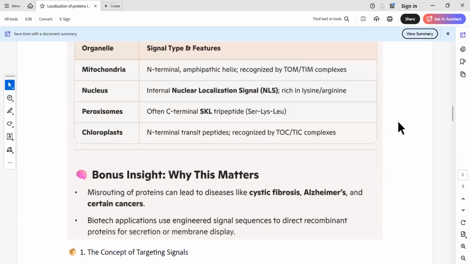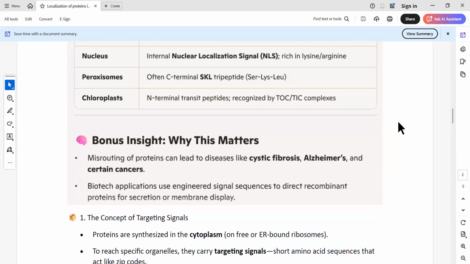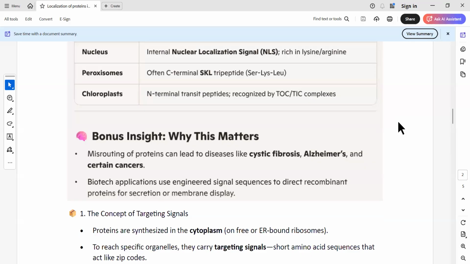So why does this matter? Because misrouting of proteins can lead to diseases like cystic fibrosis, when the CFTR protein, the cystic fibrosis transmembrane conductance regulator, doesn't get properly localized within the membrane. Or there could be Alzheimer's due to misfolding of proteins and their aggregation, and certain cancers. Also, biotechnology uses engineered signal sequences to direct recombinant proteins for secretion or for membrane display.